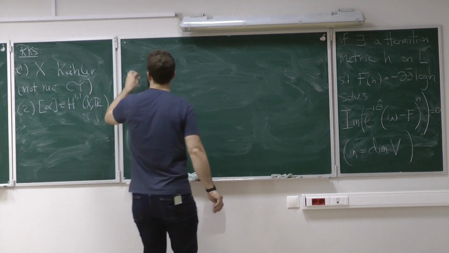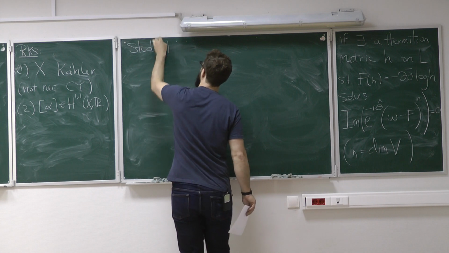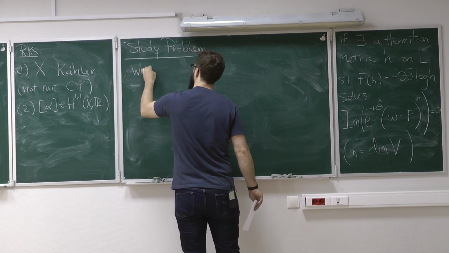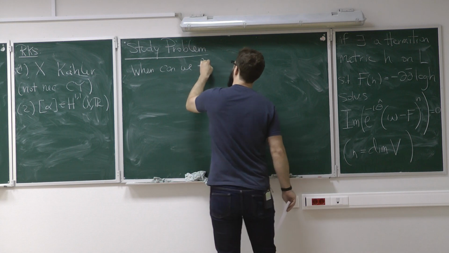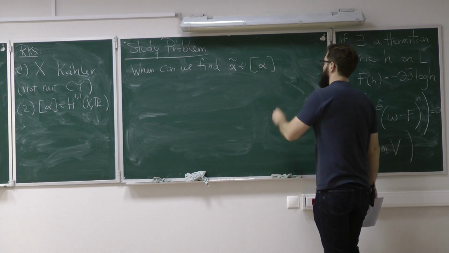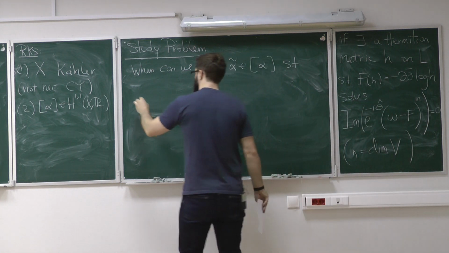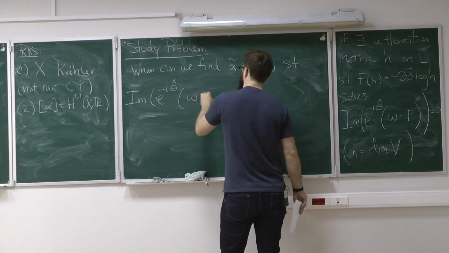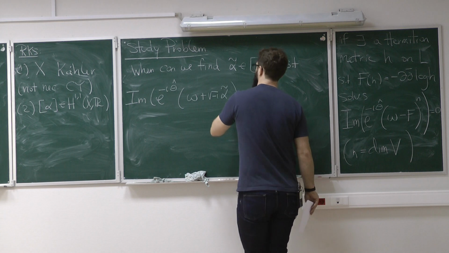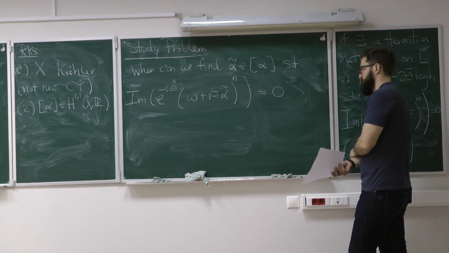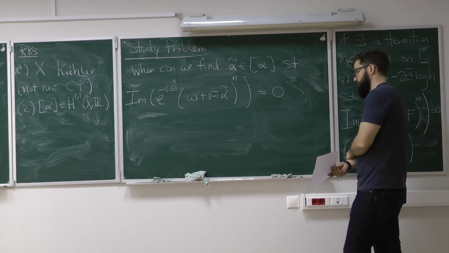And then I'm going to study the following problem. So when can we find a representative, let's say alpha tilde, in our fixed cohomology class alpha, such that the imaginary part of e^{-i theta hat}(omega + i alpha tilde)^n is 0? Okay, so this is the equation that we want to understand.